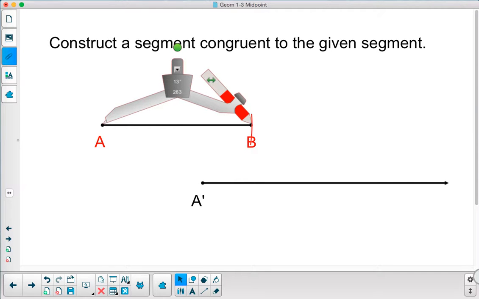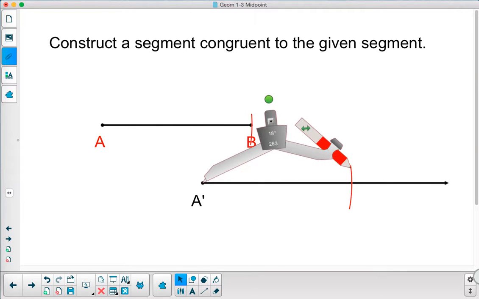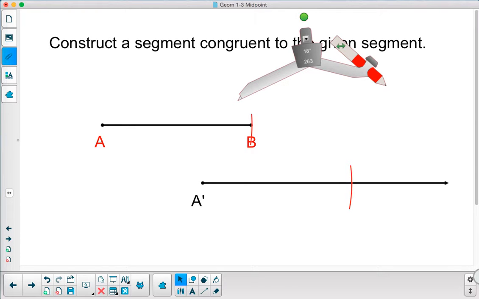Okay, so there's B. So when I pick up the compass, it has the length of AB established. Don't change it. So pick that compass up, move it to A prime, put the point of the compass there, swing the arc, and we'll move the compass out of the way. So that point that you just created here, that's where B prime is, and the length of AB and the length of A prime B prime are the very same. Congruent segments have the same length, so all we did was set our compass and transferred that length to where we want the copy to be.